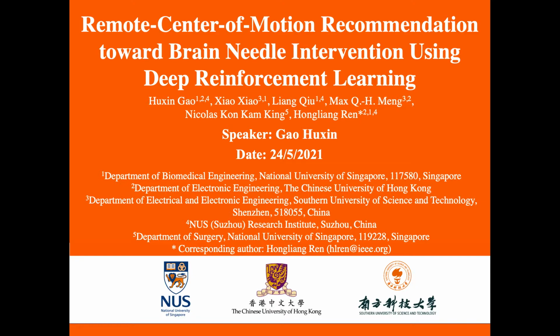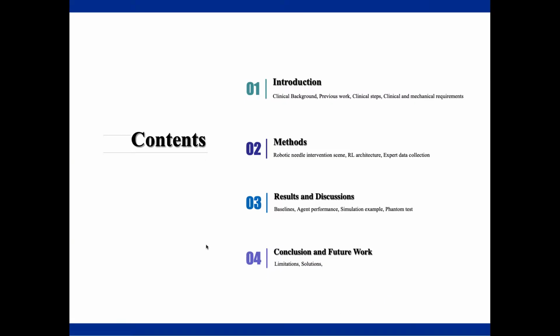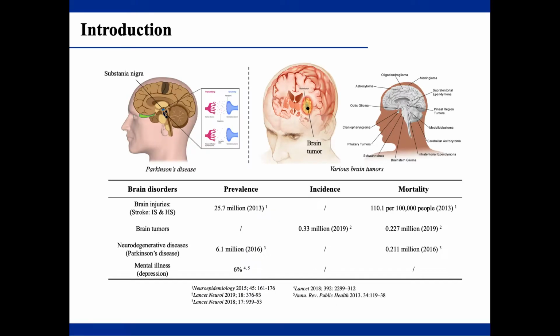The topic of this paper is a remote center of motion recommendation toward brain needle intervention using deep reinforcement learning. The contents include introduction, method, results and discussions, conclusion, and future work.